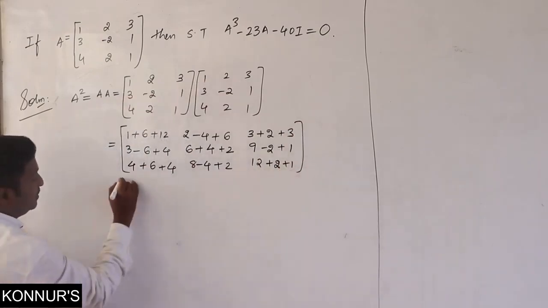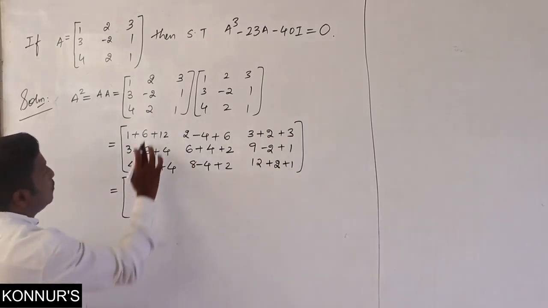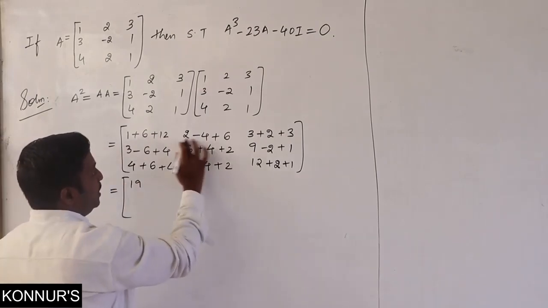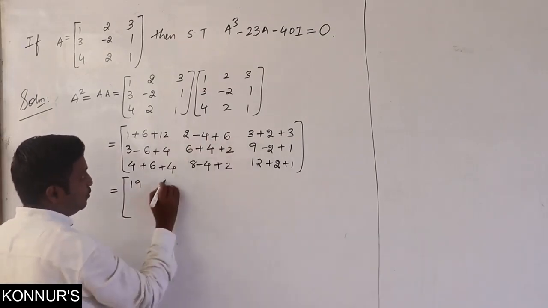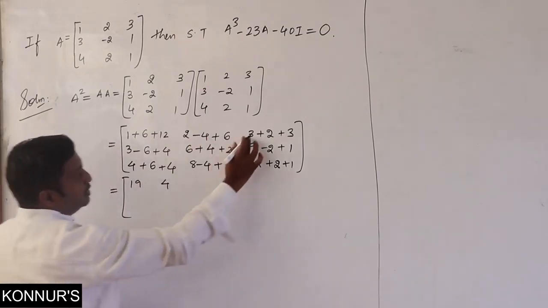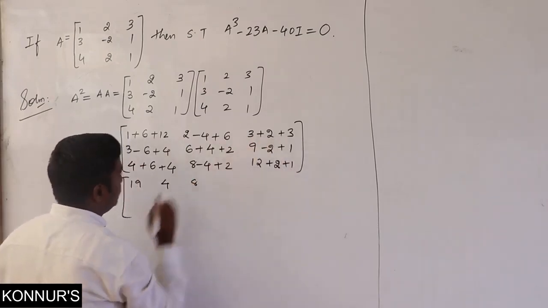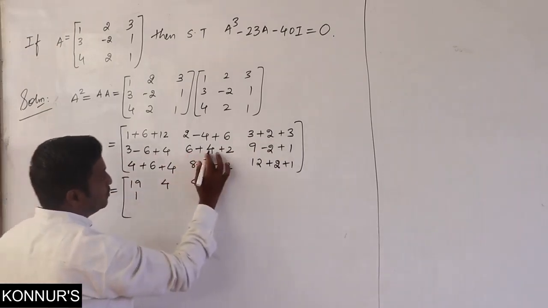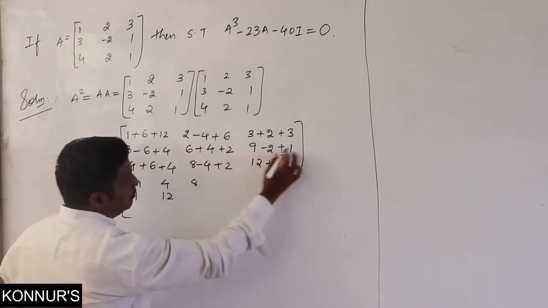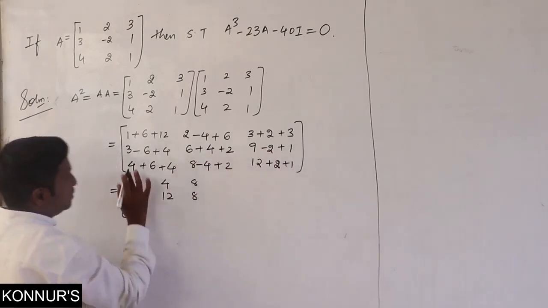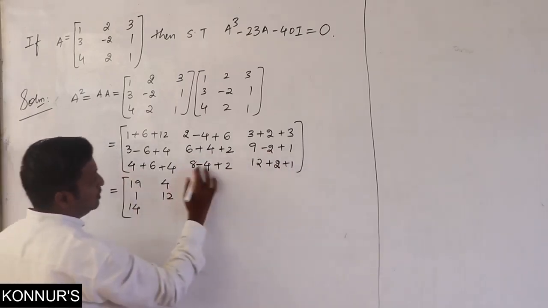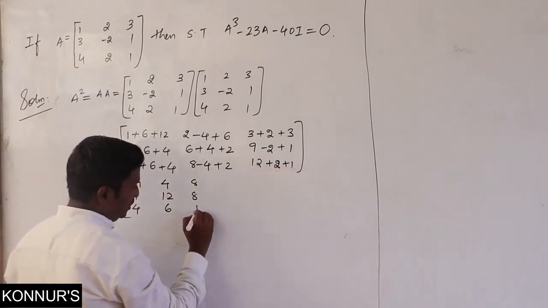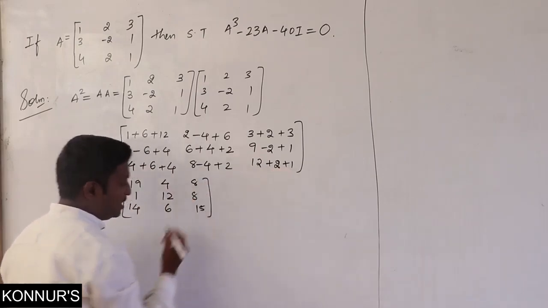Now simplify further. 1 plus 6, 7. 7 plus 12, 19. 2 minus 4, minus 2. Minus 2 plus 6, 4. 3 plus 2, 5. 5 plus 3, 8. 4 plus 3, 7. 7 minus 6, 1. 6 plus 4, 10. 10 plus 2, 12. 9 plus 1, 10. 10 minus 2, 8. 10 plus 4, 14. 8 plus 2, 10. 10 minus 4, 6. 12 plus 3, sorry, 15. This is the A square.